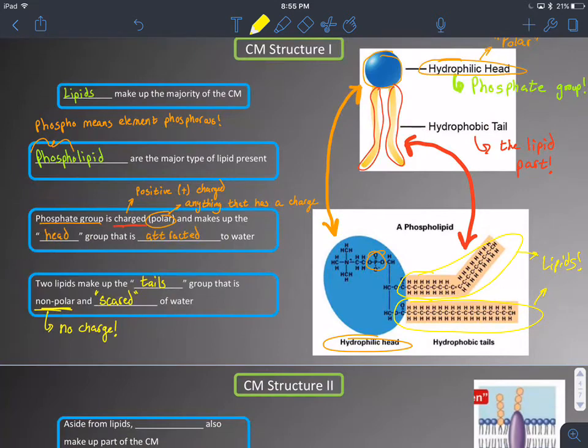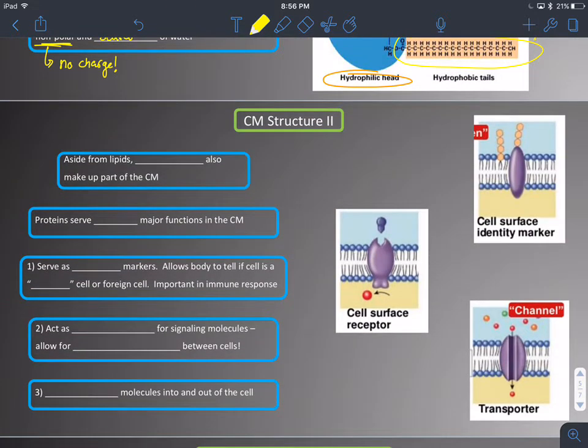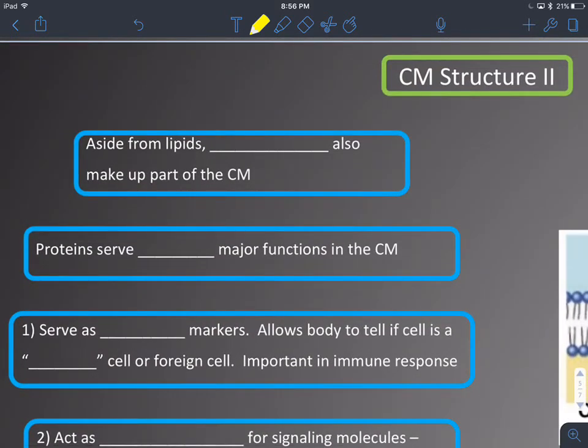All right, so a lot going on there. And again, it's just understanding these words: hydrophilic, hydrophobic, polar, and nonpolar. Something that's hydrophilic is going to be polar. So now we're going to be going into the second part of the plasma membrane structure, and that is actually going to be focusing on proteins.